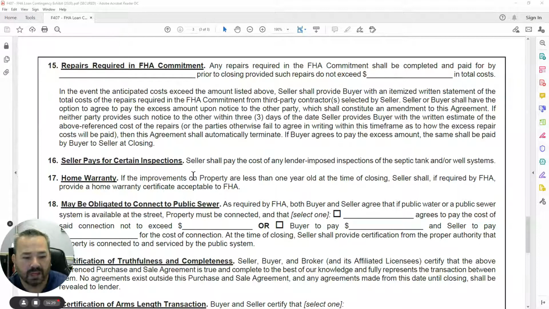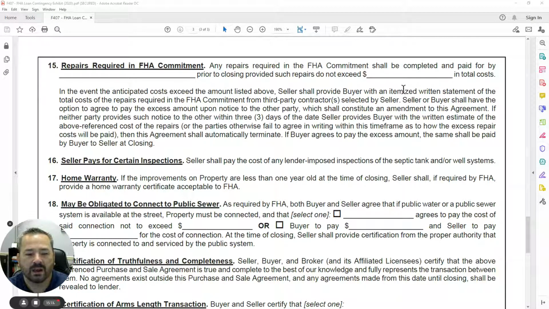But if the FHA does say this needs to be fixed or we're not writing the loan, what we're saying here in this paragraph is that the repairs shall be paid for by the seller prior to closing, provided such repairs do not exceed, and we're putting some dollar figure in here. So $500, $750, $1,000 are really common amounts that we see in there. And again, you use your judgment. If the home looks like there's a high probability that there may be some issues, put $1,000. If you think it's unlikely, put $500 in here.